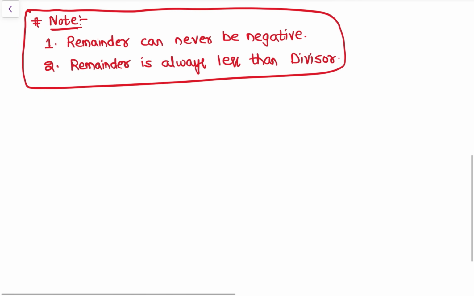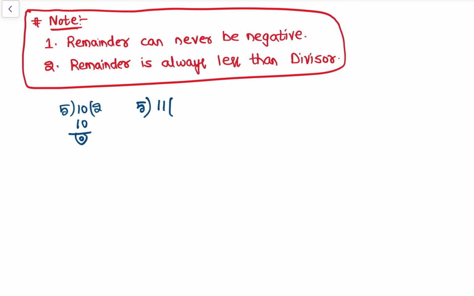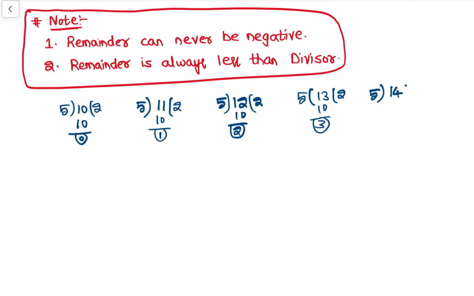Let's understand it with an example. See, 10 को 5 से we are dividing it, so 5 into 2 is 10, so remainder is 0. Then we are dividing 11 with 5, so 5 2s are 10, so remainder is 1. अब देखो 5 से कम है. See 5, 12 को डिवाइड करो, 5 2s are 10, remainder is 2. 13: 5 2s are 10, remainder is 3. 14: remainder is 4.